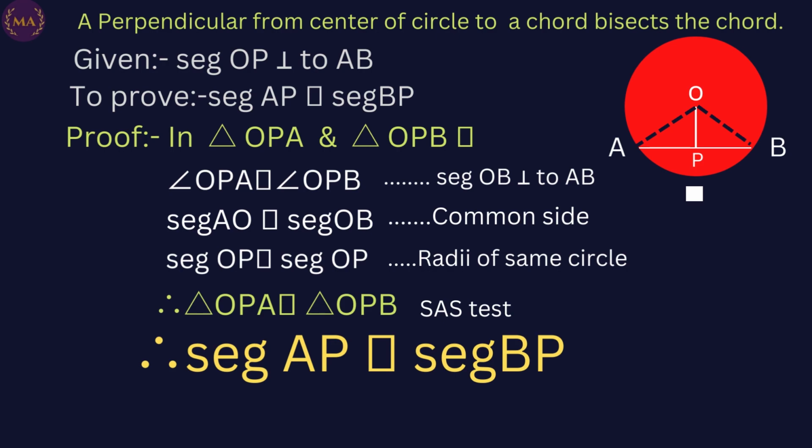So we'll always remember this property, that a perpendicular from the center of the circle to a chord bisects the chord. I hope everyone has understood it. In the next class, we'll be seeing the next property. Thank you.